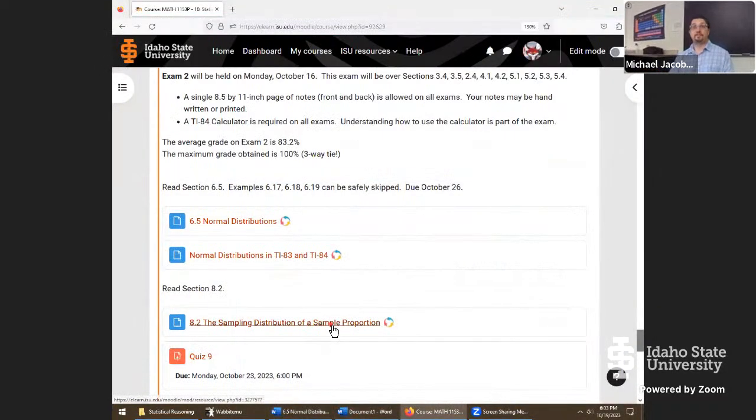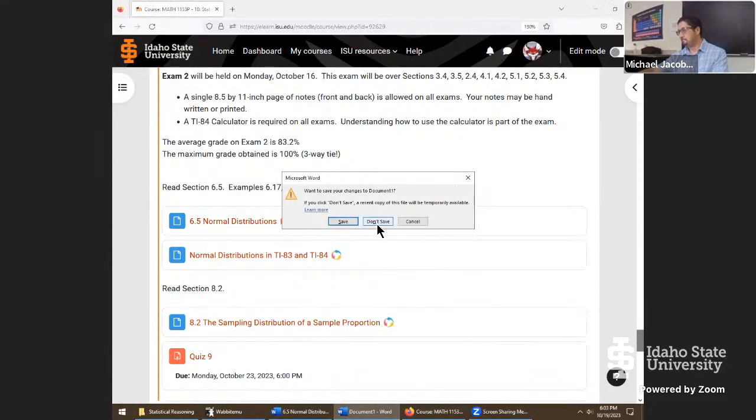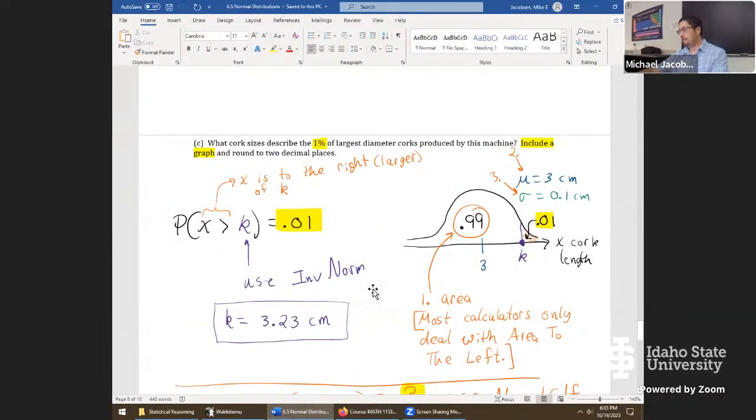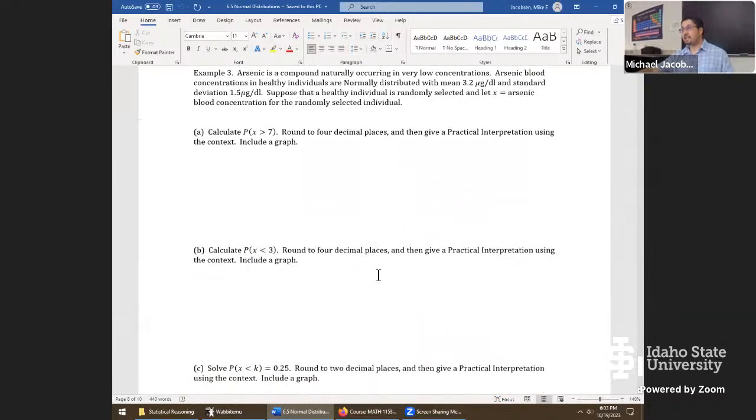Any last questions or comments so far, folks, before we jump back to that section? Okay, let me close this thing here. And here's where we ended up at the end of last class. So probably what we'll end up doing is finish off this problem here, and then we'll move over to section 8.2.